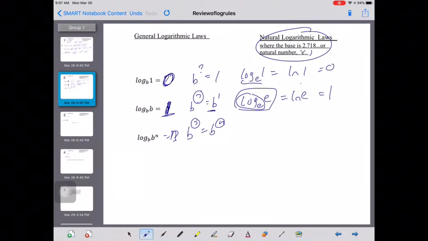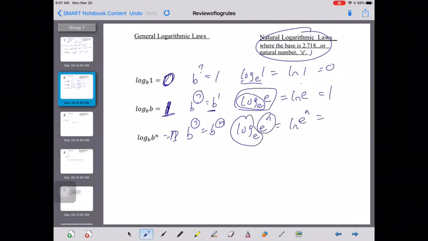And the last one here, if you have log_e of e to the n, is pretty much the same thing. We'll change this into the ln form, keeping the argument, and you end up getting also n.